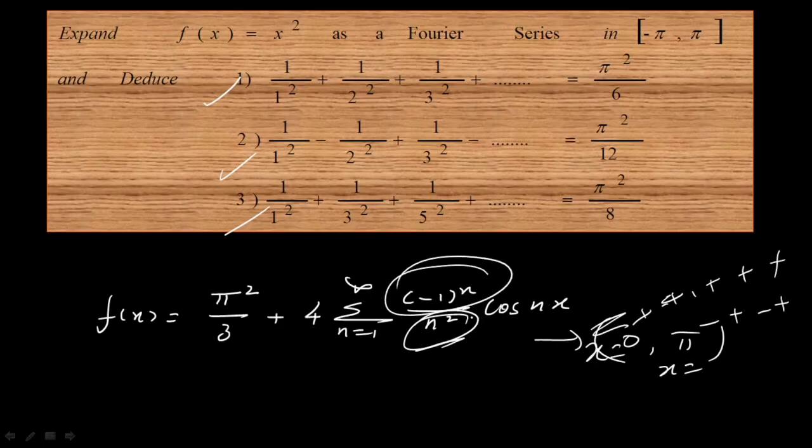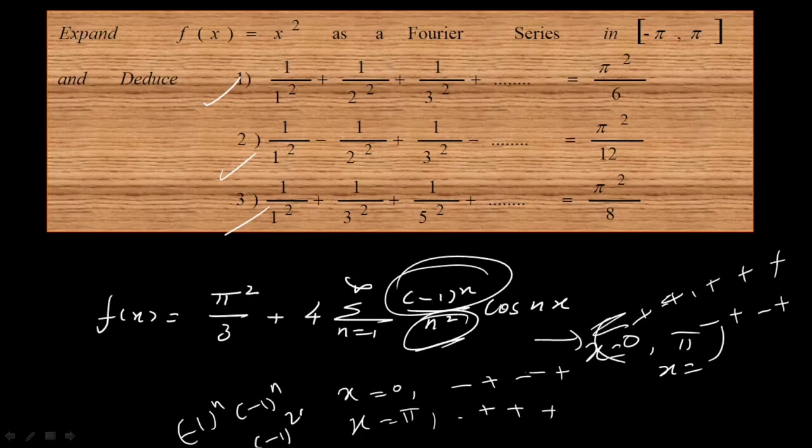If you substitute x equal to 0, what do you get? In this problem, x equal to 0 gives you an alternating positive negative series, since we already have minus 1 whole power n in the series. Here x equal to pi gives you a series of all positive terms, because already you have minus 1 whole power n. Substituting, cos n pi is equal to minus 1 whole power n, so minus 1 whole power 2n becomes 1. So in this problem alone, x equal to 0 gives an alternating series, and x equal to pi gives a series of all positive terms, since we have minus 1 whole power n.